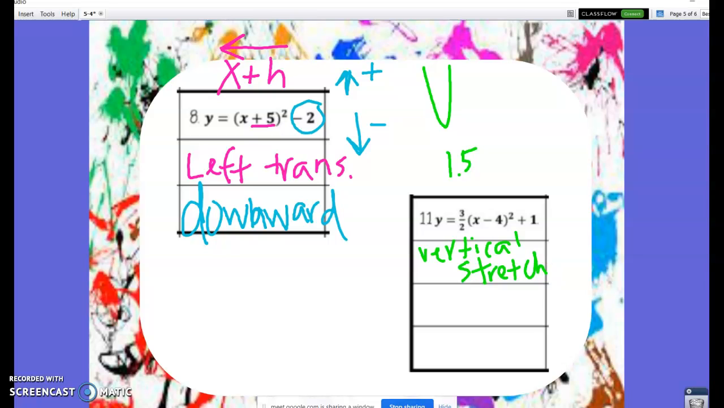Okay, so the parent function is going to be a little wider than that. And then if you had a fraction that was less than 1, let's say 1/2, it would make the graph a lot wider. Next, we are going to look at our h value, which in this case is minus 4. Because it's x minus 4, it's going to make us move to the right. So that is a right translation.